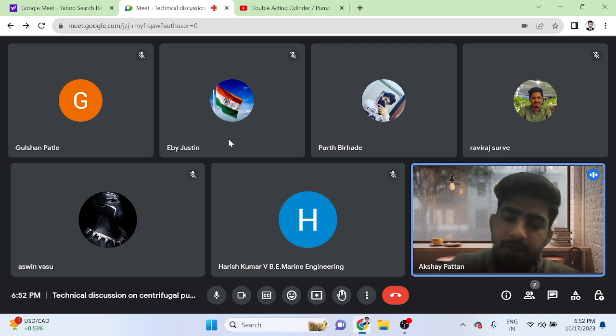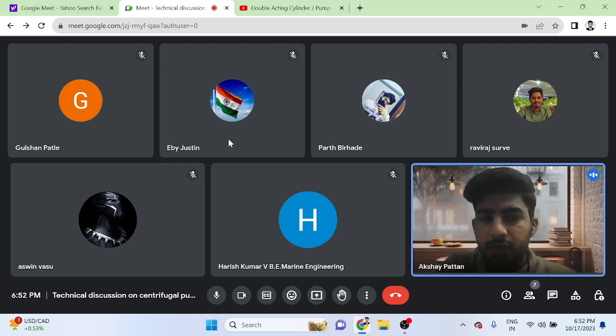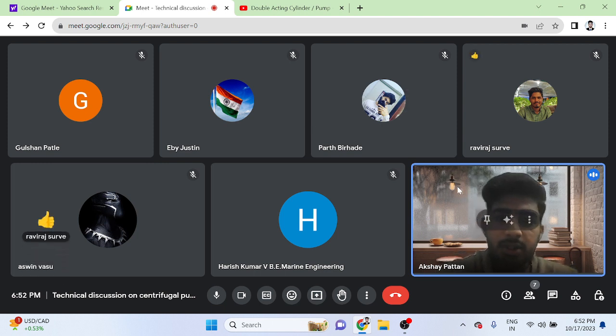Yes, correct. That's the right answer actually. In a positive displacement pump, the flow of fluid takes place in only one direction, towards the discharge side. The fluid never comes towards the inlet side. It never returns back. So that's why those pumps are known as positively displacing pumps. They are positively pushing the fluid towards the discharge side with high pressure. Any doubt on this?